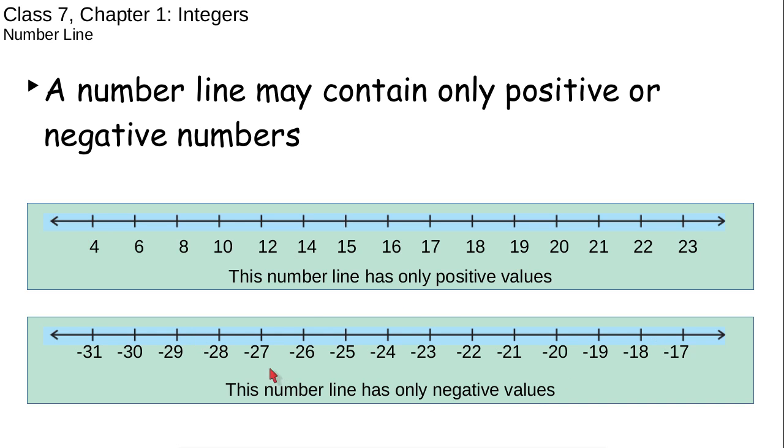Similarly, this number line has only negative values. It does not contain the value 0. Starts with minus 31 and it is ending with minus 17.